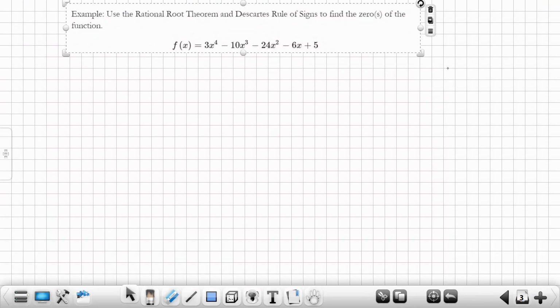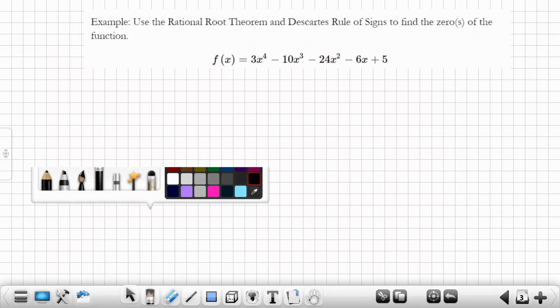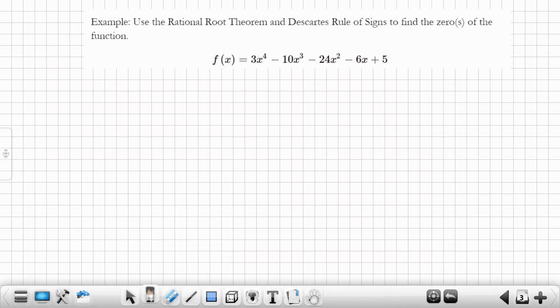So I gave you guys lots of room, but you may still want to write compactly. Let's start off with the rational root theorem. What is my a sub naught, Sarah? What is my a sub n, Victoria? Okay.